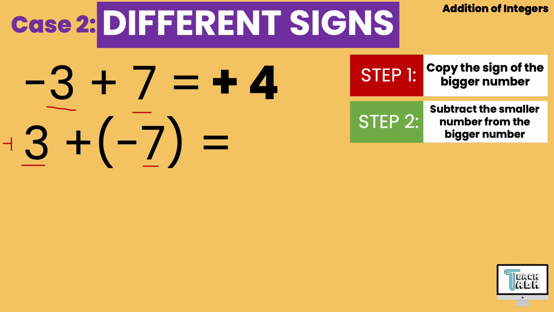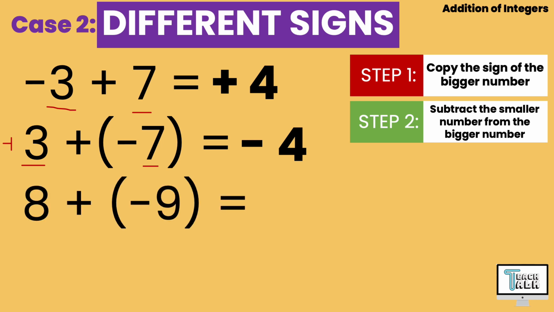Ano ang ating first step? Copy the sign of the bigger number. Ano ang mas malaki? Si 3 or 7? Again wala tayong pakialam muna sa sign. Mas malaki si 7. Ano ang sign ni 7? Negative. Therefore, ang sign ng ating answer is also negative. Second step, subtract the smaller number from the bigger number. So, si 3 pa rin, isubtract natin kay 7. 7 minus 3, that is 4. Okay? So, 3 plus negative 7 is negative 4.